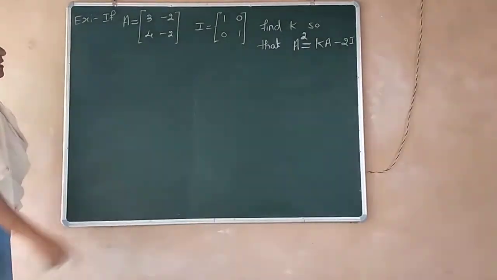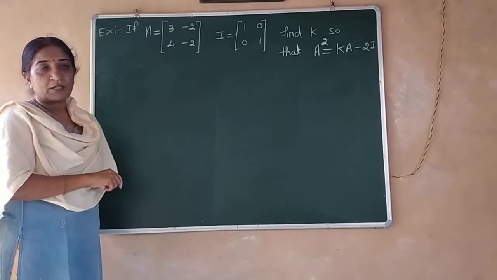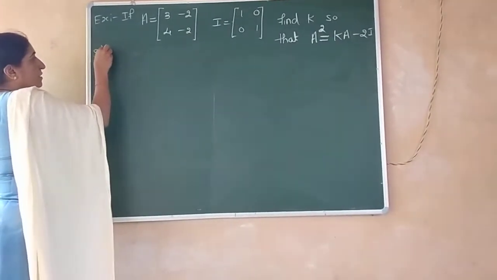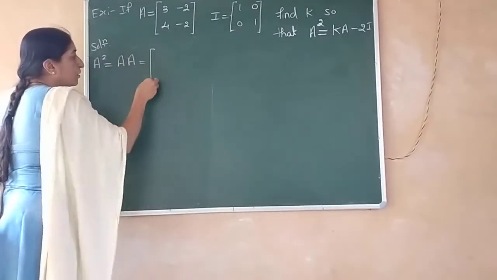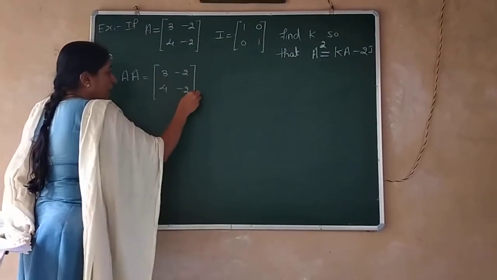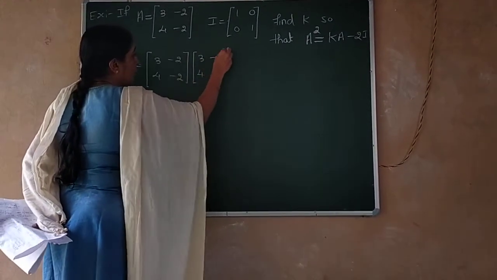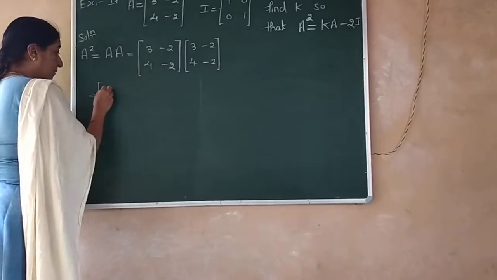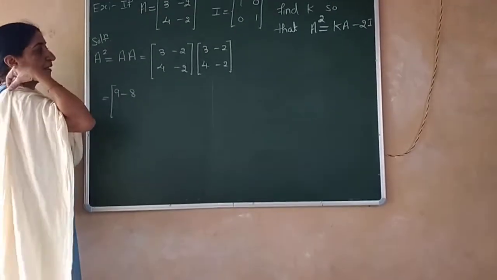Here students, the condition is given and we have to find the value of K. So what you are doing? First we have to find A square. In the solution, first find A square. For that, write down A into A and write down that matrix, 3 minus 2, 4 minus 2. Again the same matrix will be repeated here because we are doing A into A. So after that, row with column. 9 minus 8. First element into first element, then second element into second element.